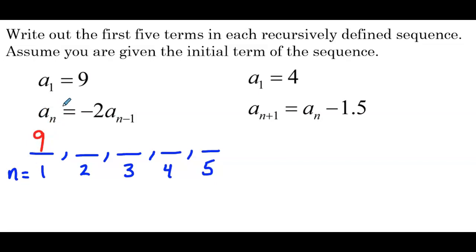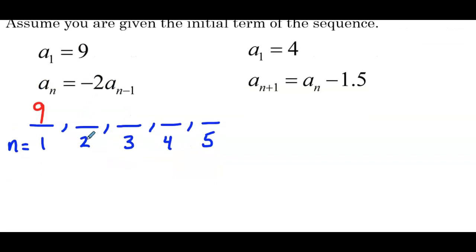So now we need to use the second equation to figure out what the other terms of the sequence are. Okay, so if I wanted to do this mathematically, I'd start by plugging n equals 2 in, right? This is n equals 2. So I'd have a sub 2 equals negative 2 times a sub n minus 1, which in this case is 2 minus 1, which is 1. So that's negative 2 times 9, which is negative 18.